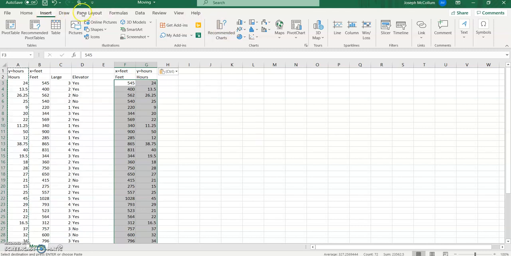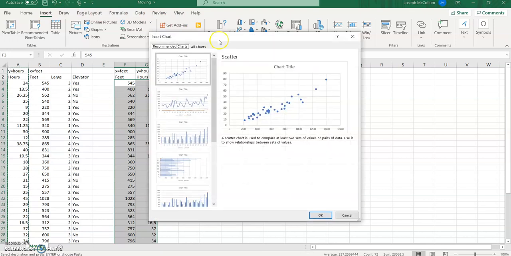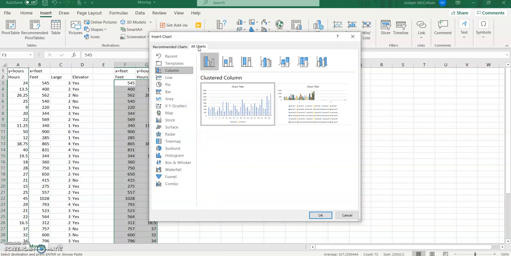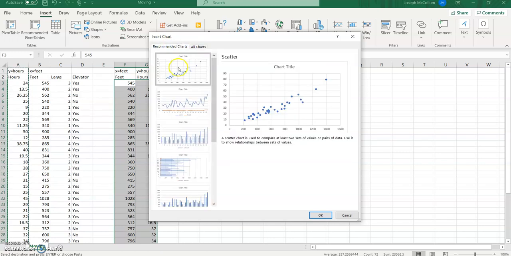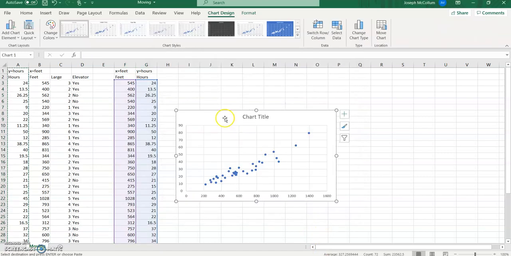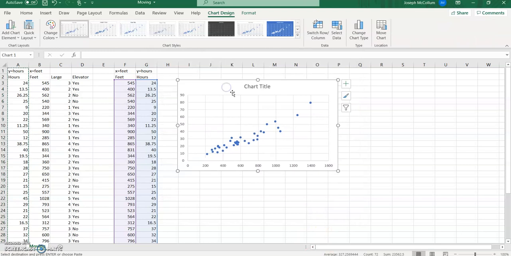So we go to insert, we go to recommended charts. Typically, it does pretty good. It gets the right one. If not, there are other options as you see. If you don't see the one you want, there is all charts, and you can go through all of these, like the scatter, and find the one you're looking for. They did get it right off the bat, so I'm going to click OK. And there is my pretty picture.